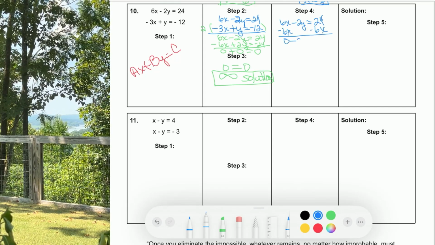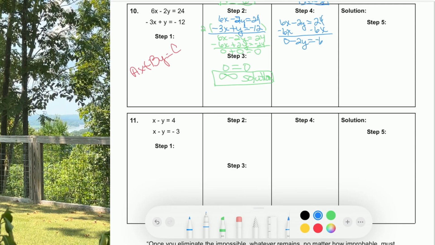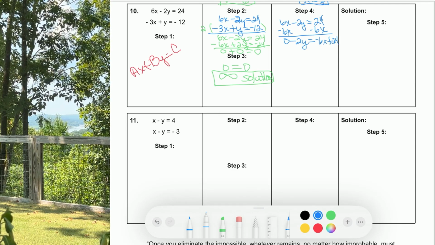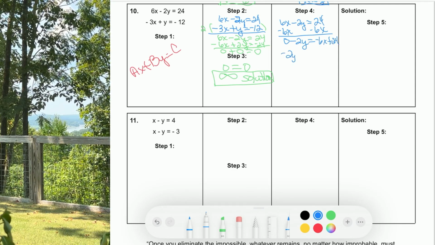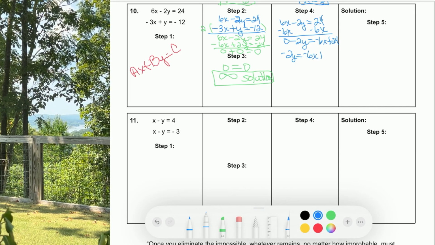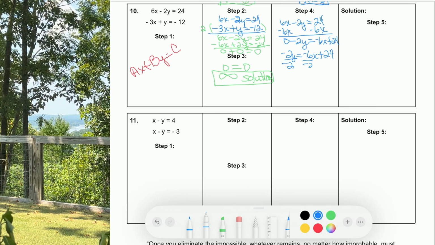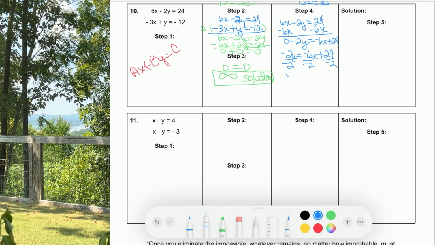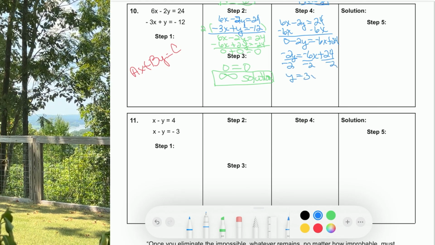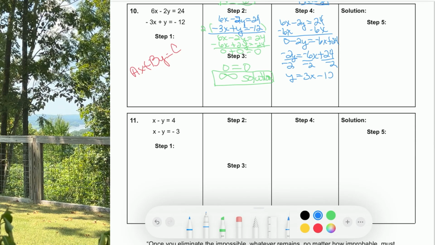I get 0 minus 2y equals negative 6x plus 24. So negative 2y equals negative 6x plus 24. Divide everything by negative 2. And I get y equals 3x minus 12.